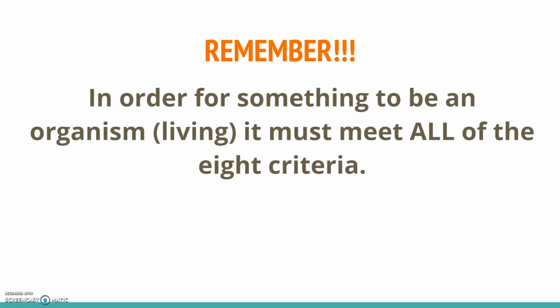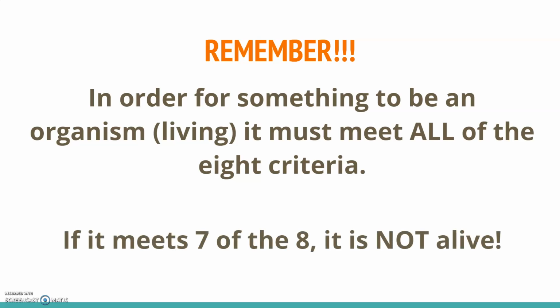Now that you've learned the 8 characteristics of life, here's something important to know. In order for something to be an organism, in other words, a living thing, it must meet all of the 8 criteria. Even if an object meets 7 of the 8 and it's missing just one, it's not alive. It must meet all 8 to be considered a living thing.